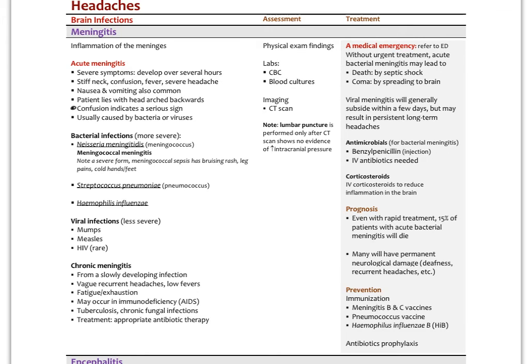Viral meningitis will typically subside within a few days. There's no specific treatments except for just kind of supportive treatment, but that might result in persistent long-term headaches. Generally for the bacterial meningitis, we use antimicrobials, so benzyl penicillin by injection or IV antibiotics. Corticosteroids might reduce inflammation to the brain.